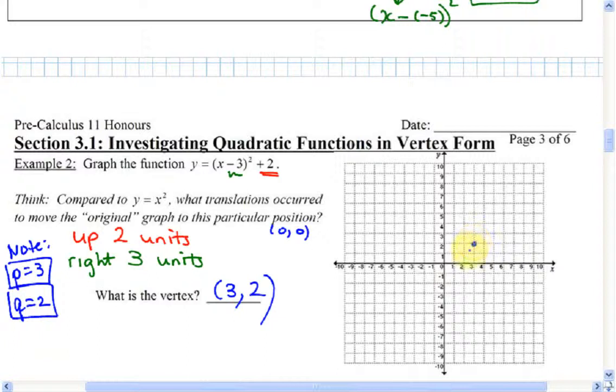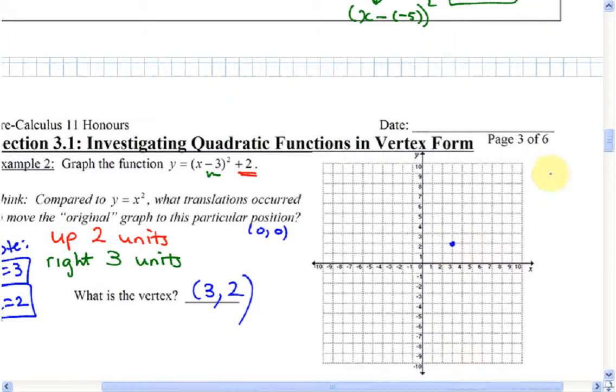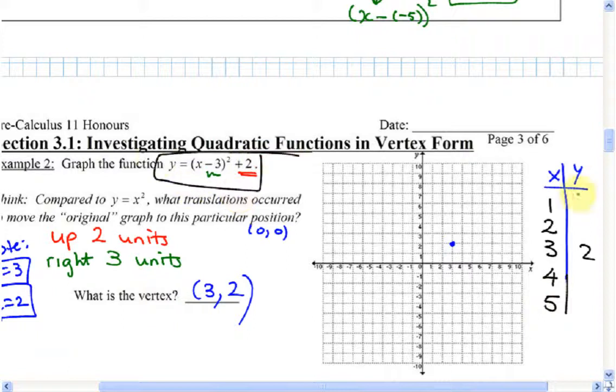And then if you're having a little struggle thinking, well, Mr. Lee, I don't know where all the other points are, here's what you can do. Make a table of values. Since you know that 3, 2 is your vertex, put that in the middle and pick a few values of x before it and a few values of x after it. I would pick maybe 2 and 1, and then after that 4 and 5. Then once again find the y values, and you should be able to plot the graph. Okay, try that.